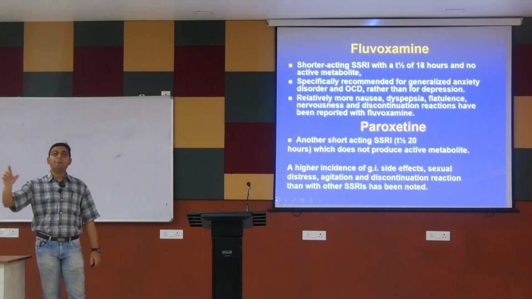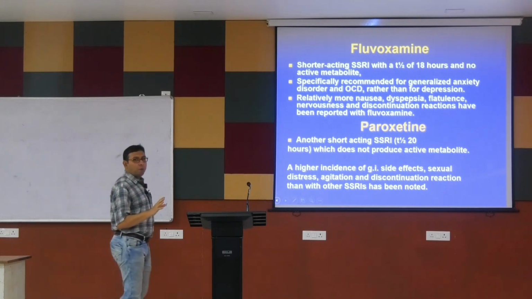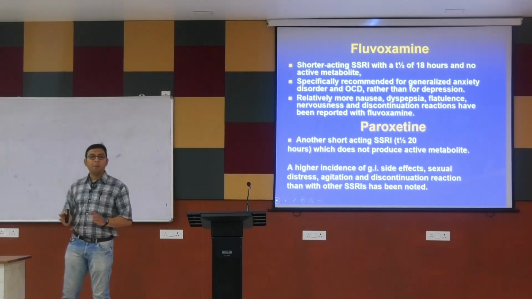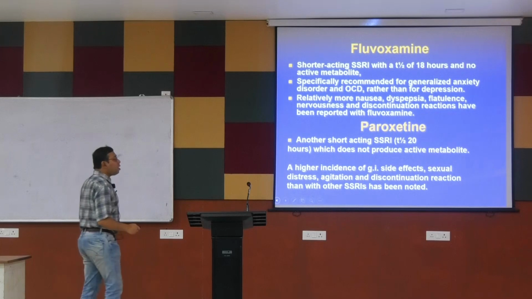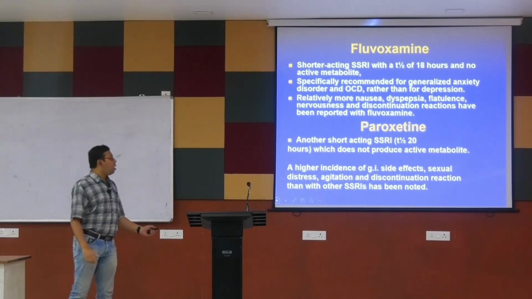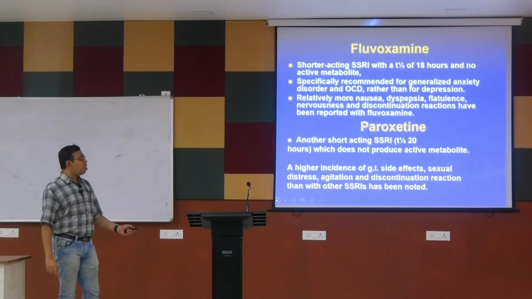This is the obsessive compulsive disorder. This is also common, and fluvoxamine is the treatment of choice for this obsessive compulsive disorder. Paroxetine is another short-acting SSRI which does not produce an active metabolite. A higher incidence of gastrointestinal side effects can also occur with paroxetine.